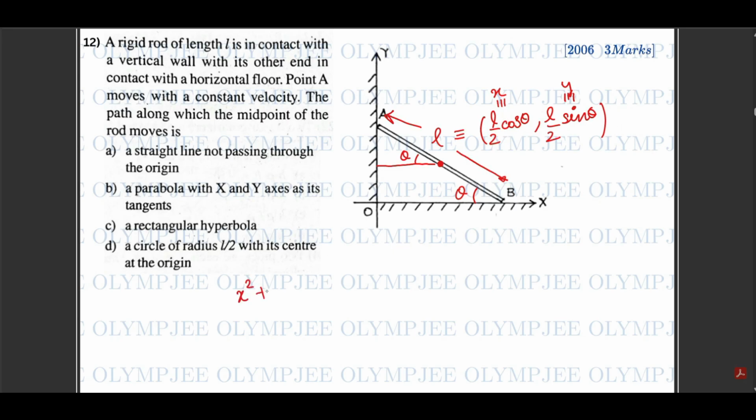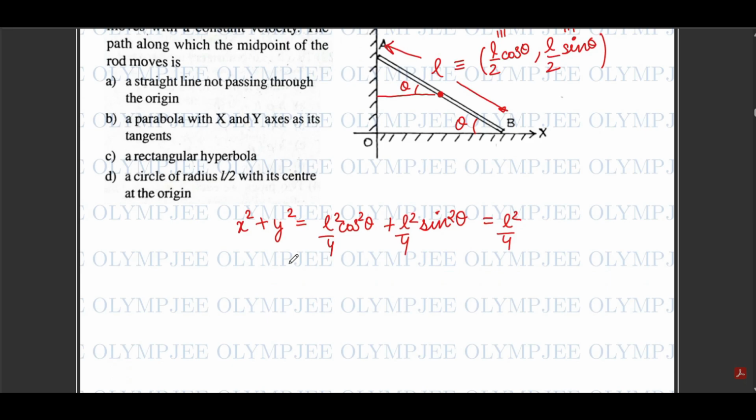So x square plus y square equal to L square by 4 cos square theta plus L square by 4 sine square theta, which will become L square by 4. So this will become x square plus y square equal to L by 2 whole square. And this is basically the equation of a circle of radius L by 2, and center will be at origin because nothing is in minus with x or y, like x minus a, y minus b, a and b are 0. So answer will be option D.